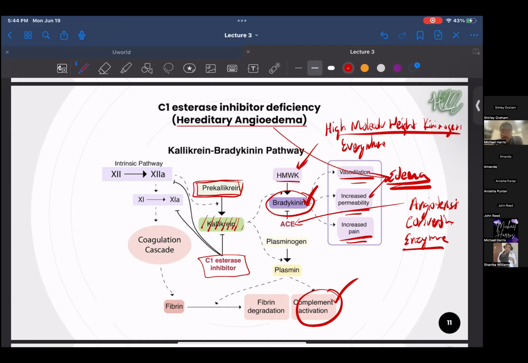Okay, so there's two different ways you can get this same condition. One is that you lose C1 esterase, or two, you block ACE with ACE inhibitors. Okay, any questions on that? And from there you present exactly the same. You have swelling in your mucous membranes all over your body. You can have difficulty breathing. Essentially, it's no different than an anaphylaxis presentation. Okay, are we ready to move on?